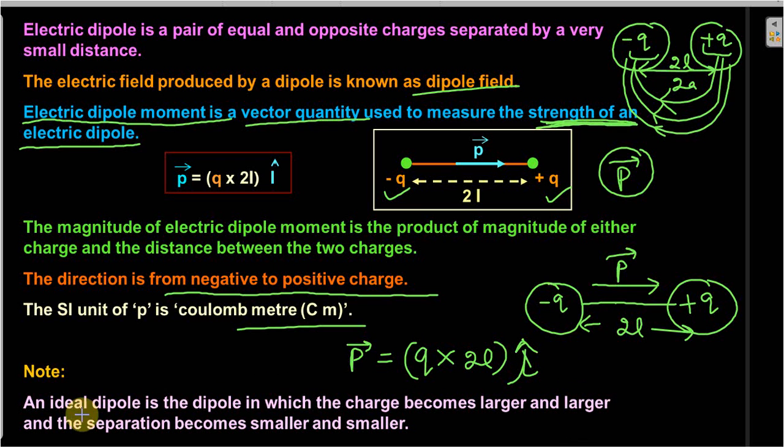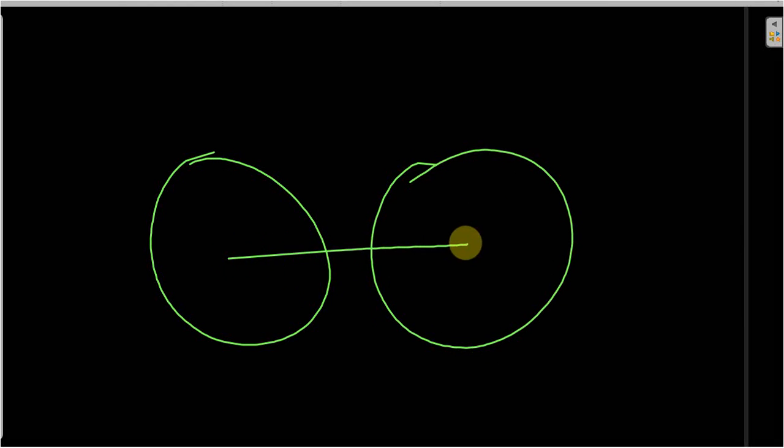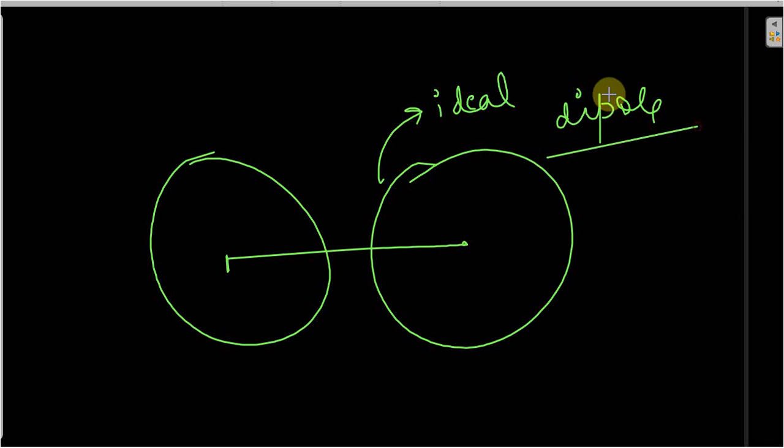Now the next term is ideal dipole. What is an ideal dipole? An ideal dipole is a dipole in which the charge becomes larger and the separation becomes smaller. If you increase the size of the charge but decrease the distance between the two charges, then the dipole is known as an ideal dipole. This is the condition for an ideal dipole: when the size of the charge is very high but the distance between the two is very small, such charges form an ideal dipole.